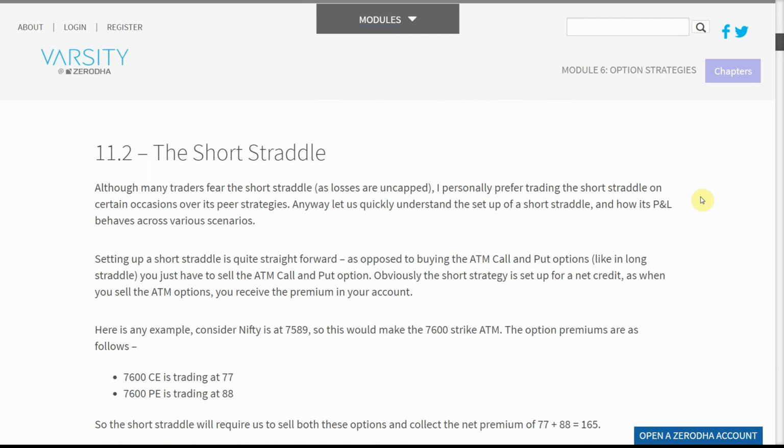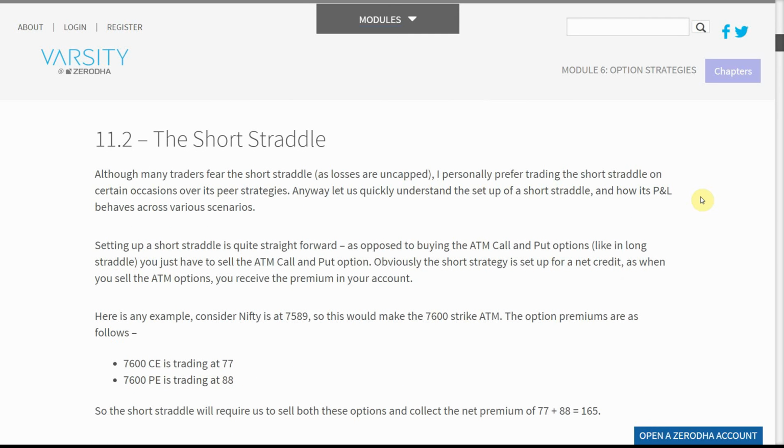11.2 The short straddle. Although many traders fear the short straddle as losses are uncapped, I personally prefer trading the short straddle on certain occasions over its pure strategies. Anyway, let us quickly understand the setup of a short straddle and how its P&L behaves across various scenarios.